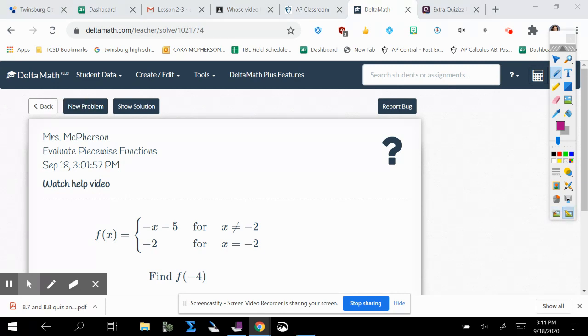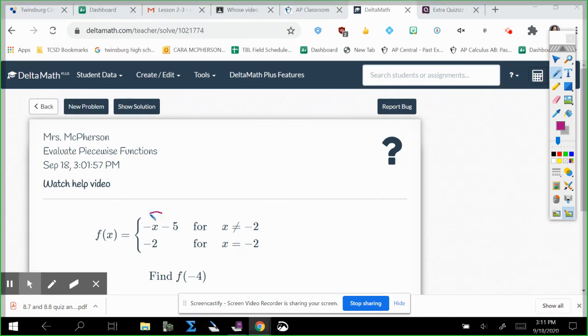This one is basically saying that you're always going to use the top line anytime x is anything other than -2, so anytime x doesn't equal -2. But if x does happen to equal -2, then you're going to use the bottom line. With this one, -4 is not equal to -2, so you are going to put it into the top line. So you're going to have a negative of -4 minus 5, which is +4 minus 5, which is -1. I wanted to show you one like that that has an equal to and not equal to. As long as the x value you're plugging in is not equal to that value, you use that line. If it does happen to be that value, you use the bottom line.